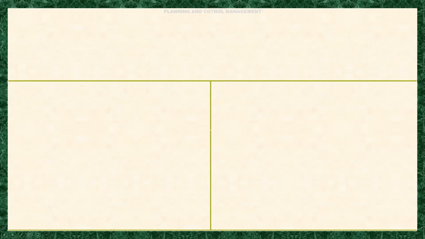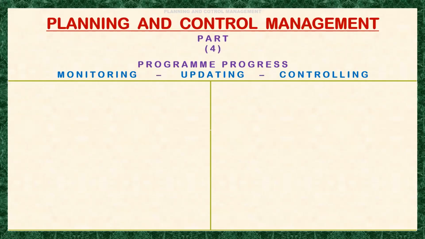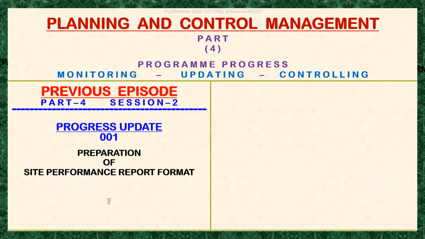Let's start. Okay, planning and control management, part 4. Program of progress, monitoring, updating, and controlling. Our previous episode was in part 4, session 2. That was the progress update 001. It includes a preparation of a site performance report format and site resource report format.